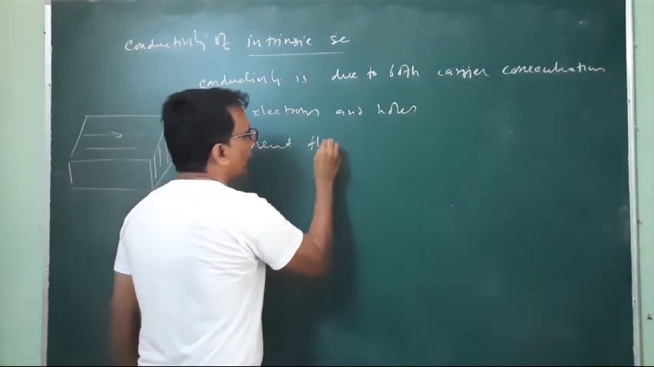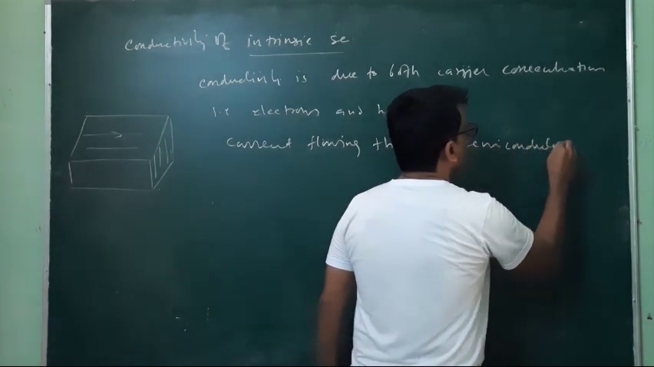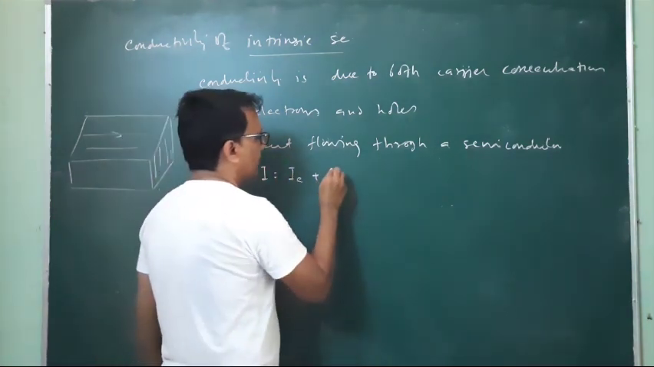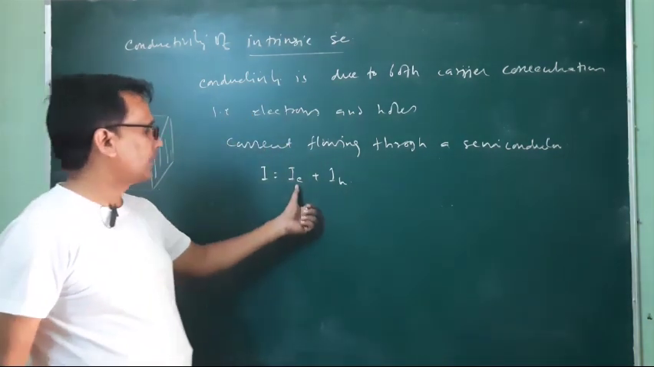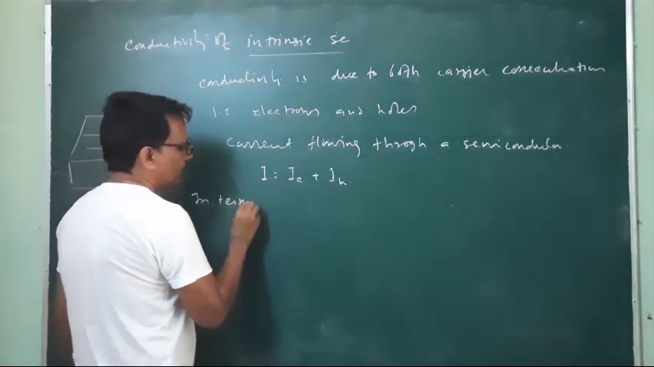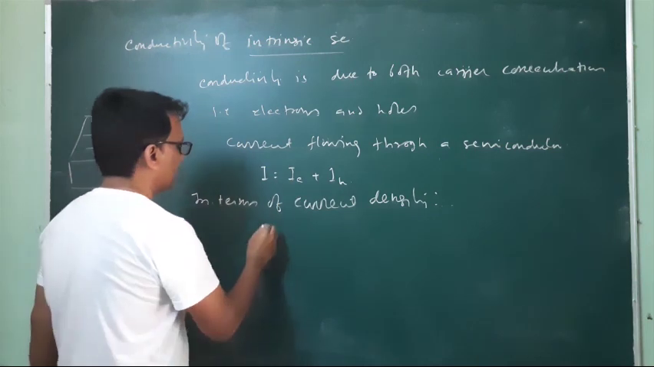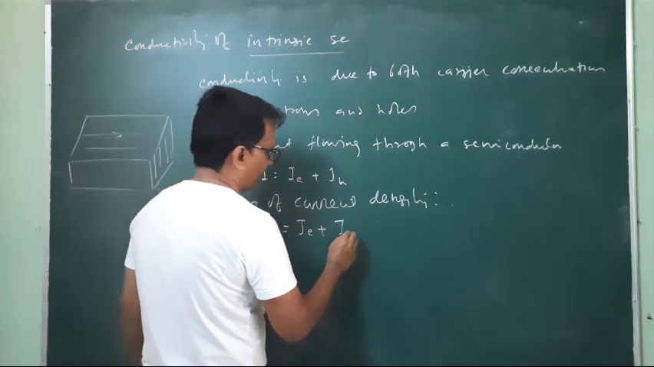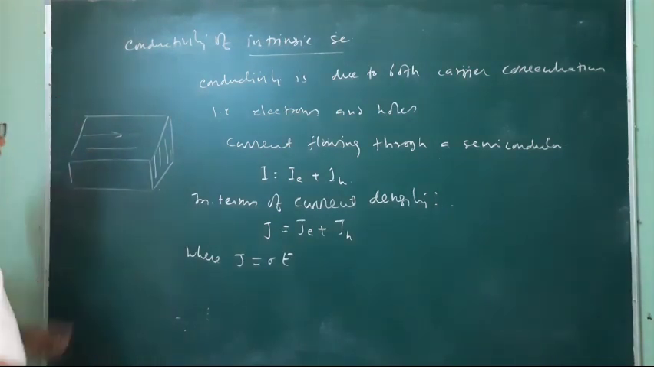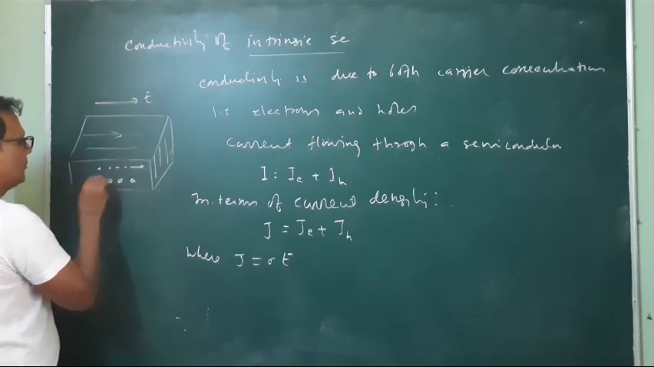So if we directly take the value of current flowing through a semiconductor, especially an intrinsic semiconductor, that will be I equal to current due to electron plus current due to hole. One can write this in terms of current density, because we have to show the direction also, and current density is a vector quantity. So this is J, equal to J_e plus J_h, where we know J is related to the applied field E. These are the electrons, and these are the holes moving in the opposite direction.